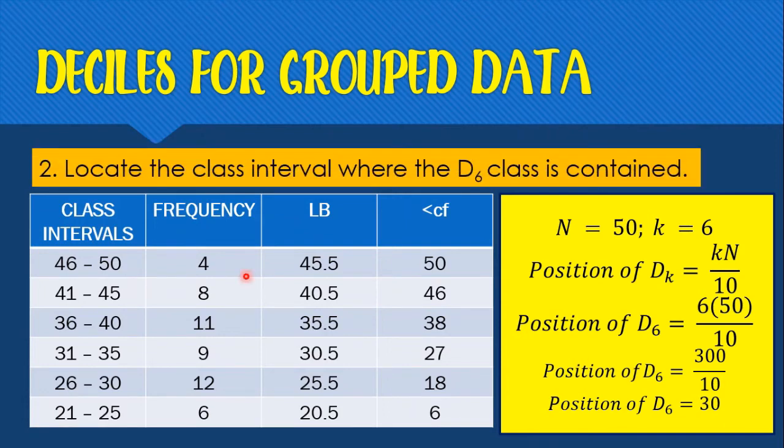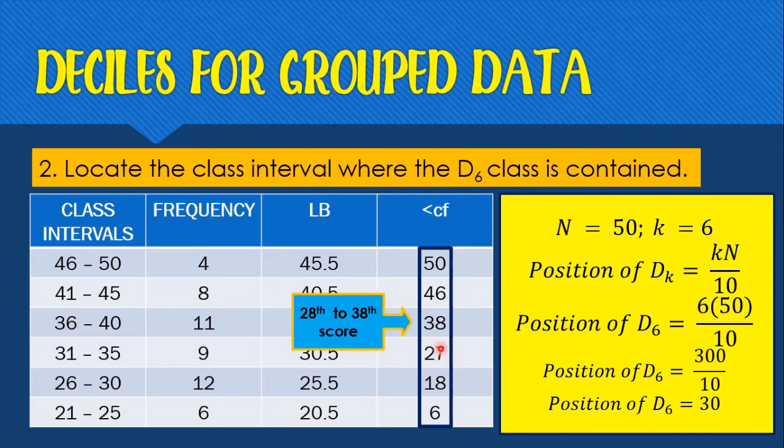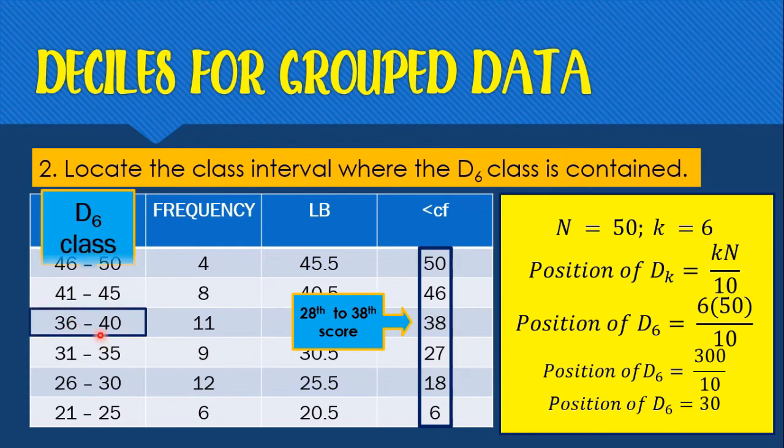The next step is to locate the class interval where the D sub 6 class is contained. So again, we'll be using the less than CF. So our 30 will fall here at 38 because we have 28 to 38 score. So from this 38, we have the 36 to 40 as the D sub 6 class.